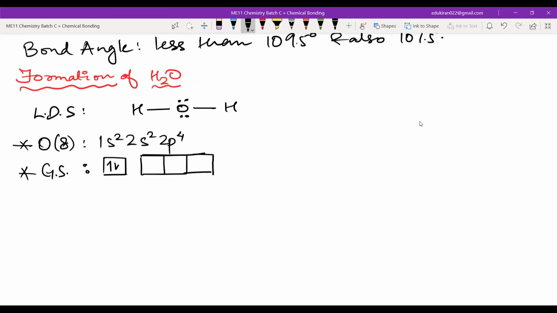So 2s has 2 electrons, 2p has 1, 2, 3, and 4 electrons. Yes or no? Yes, sir. Now you will ask yourself.